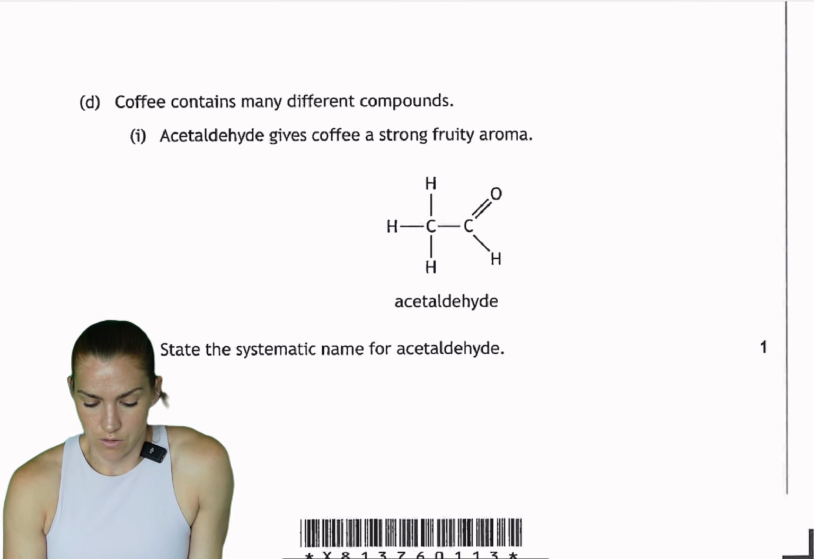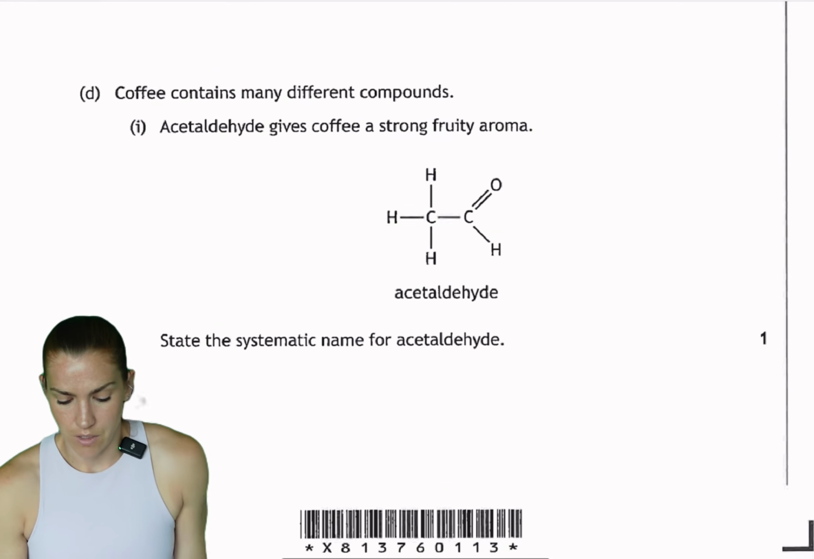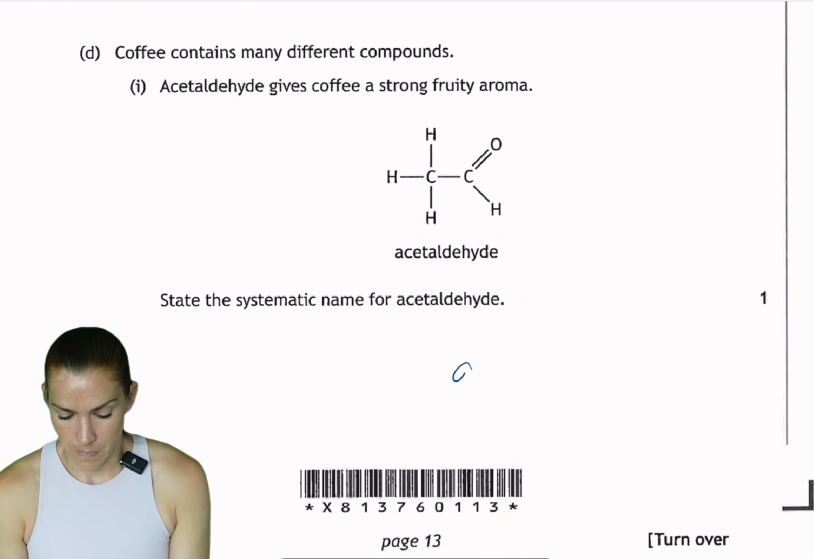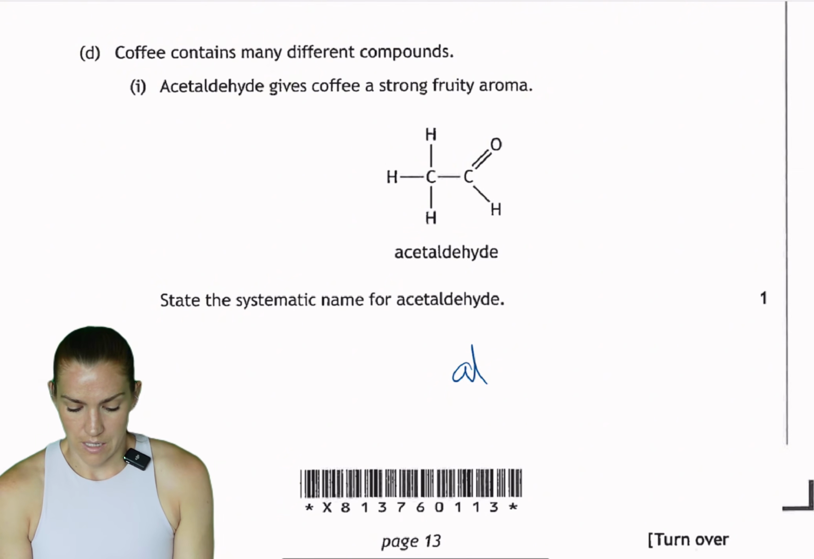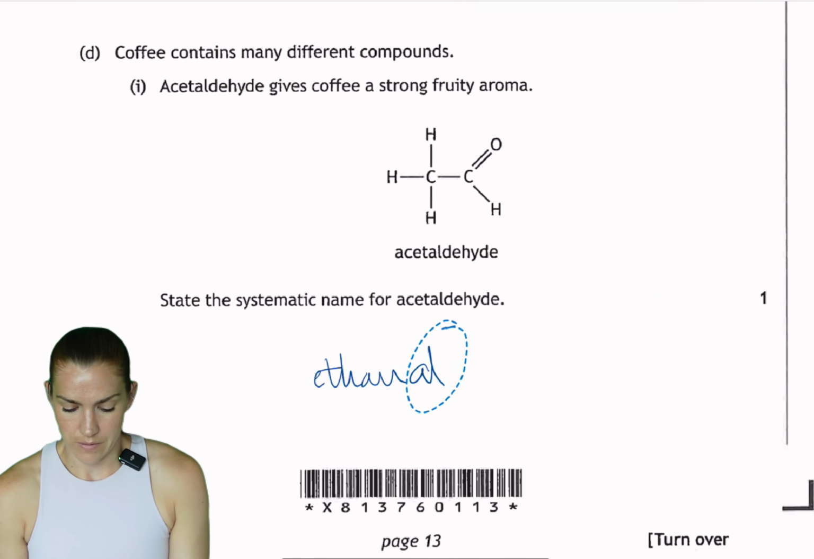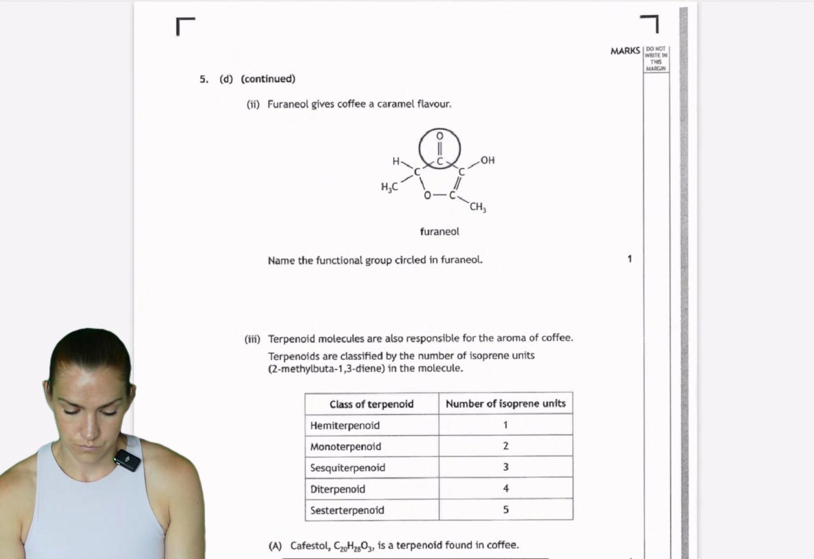Coffee contains many different compounds. State the systematic name for acetaldehyde. So all aldehyde names end in -al. This one specifically has 2 carbons, which means it would be ethanal. Just put the ending on there. Okay, so that's how you'd want to go about that. There's no branches or anything.